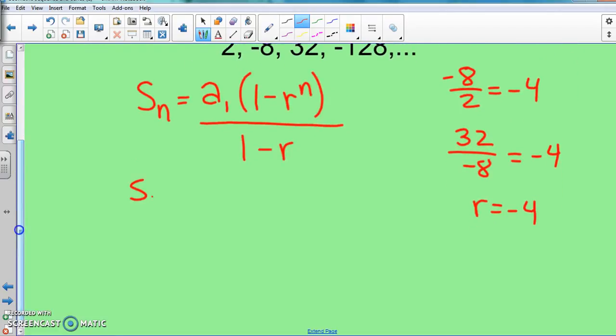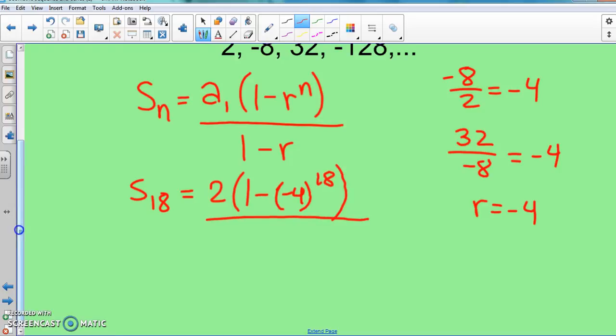So S18 equals A1, which is the number 2, parentheses 1 minus r, which is -4, raised to the n power, which is again 18, all divided by 1 minus a -4.